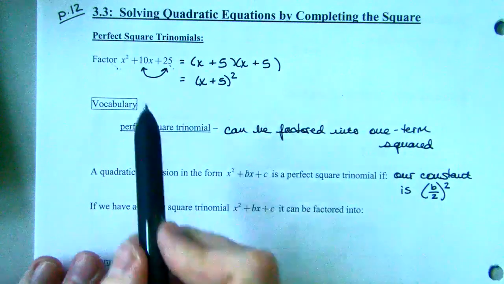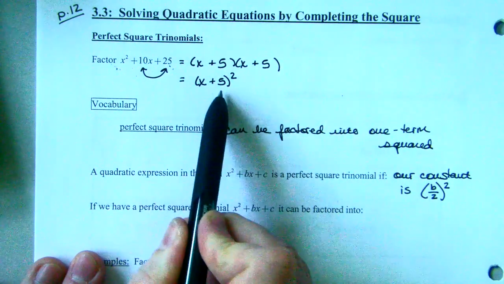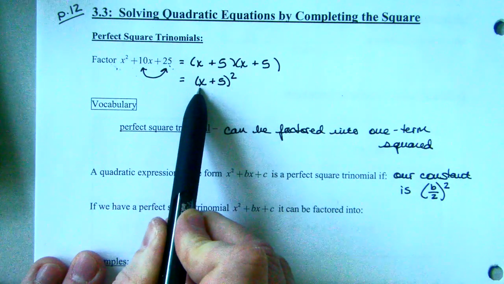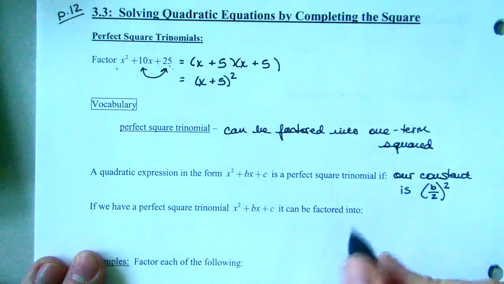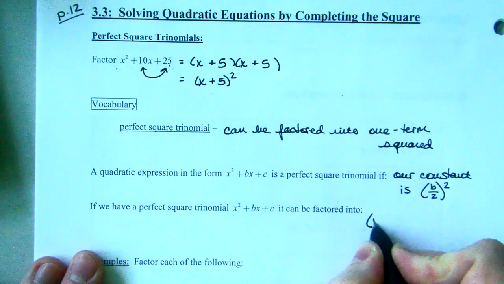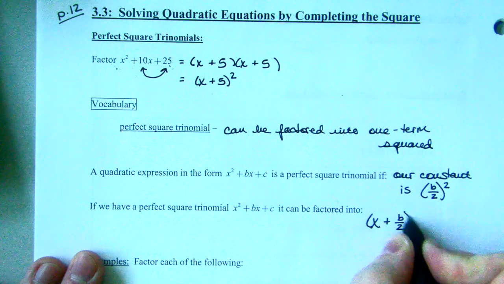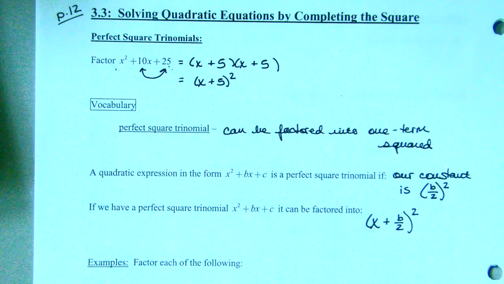Then, when I went to factor it, if I look at my final answer, x plus 5 squared, I think my factor is just x, and then half that middle number before I do any sort of squaring. So if we have a perfect square trinomial, I can factor it into x plus half that middle term, squared. And this is going to be an important shortcut for factoring these types of problems.